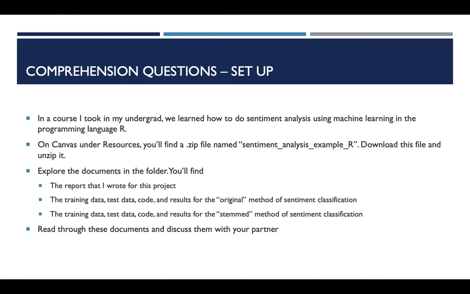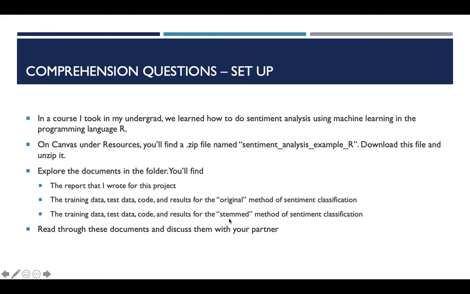So on Canvas, under resources, I put a file called sentiment analysis example r.zip. I want you to download that file, unzip it, and then look through the documents in the folder. You'll find the report that I wrote for the project, the training data, the test data, the code, and the results for the original, quote-unquote, method of sentiment classification, and also for the stemmed method of sentiment classification. And I explain what stemming is in that document.